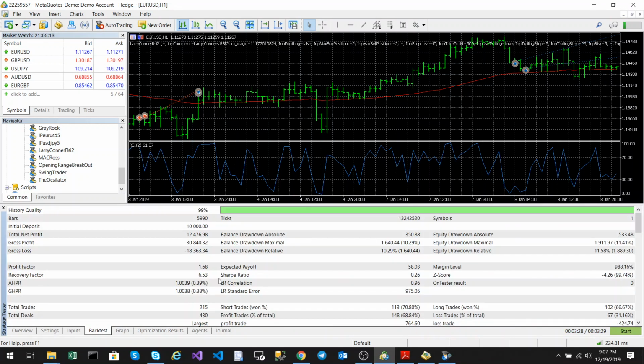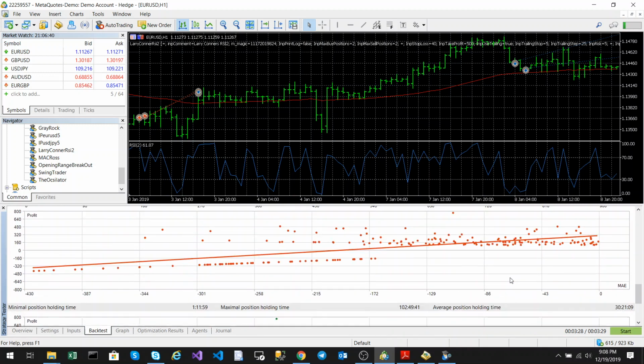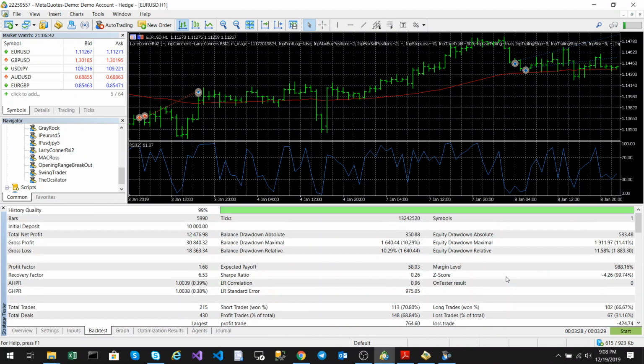Let's have a look at our back test. So a net profit of 12,476 with initial deposit of 10,000 after 1 year. We've got our balance drawdown of 10% and our equity drawdown of 11%, which is fairly low risk. Okay, so that's the Larry Connors RSI2 strategy.